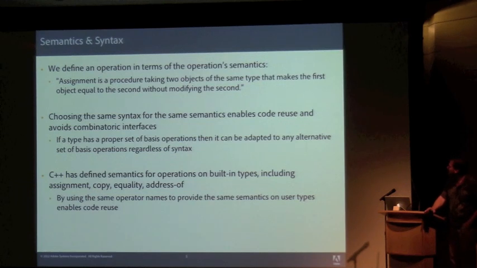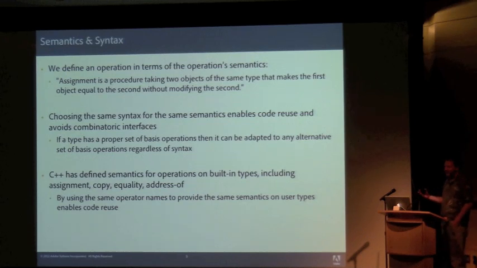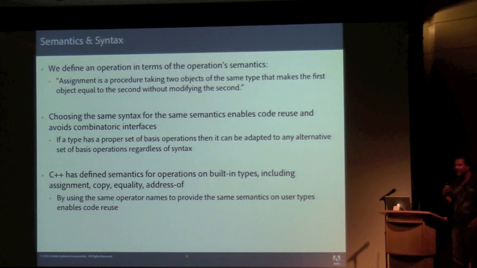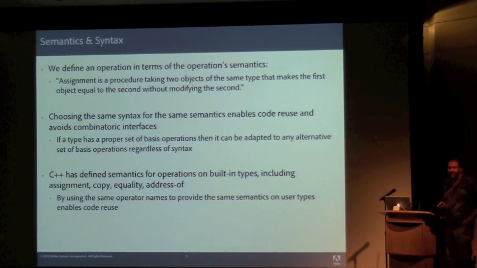Okay. So choosing the same name, I said that C++ has defined semantics for operation on built-in types, including assignment, copy, equality, address-of, etc. Okay? There aren't operations for all of the regular operations that are just inherent in a regular type. For example, there is no standard way to get the complete area of an object, where the area is all the bits that it uses in memory. Every object has that property, but there's just no standard way to get to it.